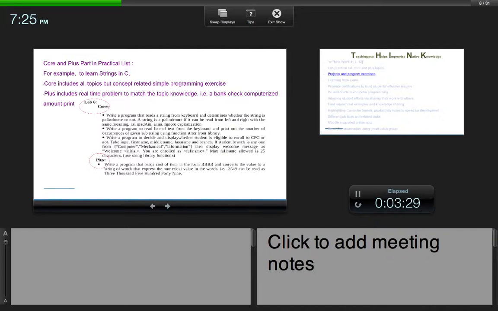Core includes all topics but concepts related to simple programming exercises. For example, to learn strings in C, the core includes the string library functions and their usage. But then there are students who want to explore more real-world applications related to the current topic. For example, here, the given check with the amount in digits as well as in words. So we ask students to develop the same program. This is how students get interested in the lab work.